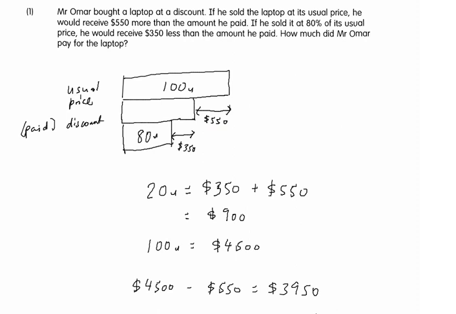Then next, if he sold at 80% of his usual price, that means 80 units compared to 100 units, right? He would receive 350 less than the amount he paid. He paid here 350 less. So it's a short-term model. Okay? Anyone has any problem with this? So once we come with this model, it's pretty easy to solve already.